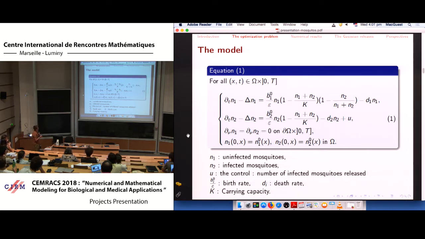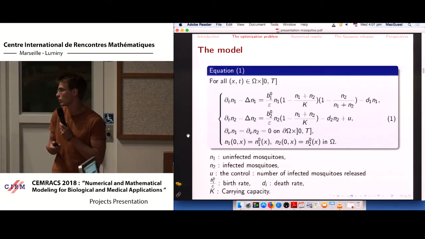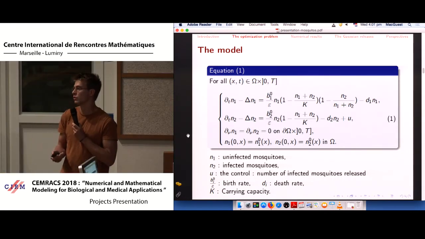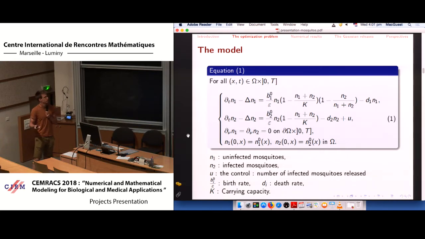For the uninfected mosquitoes, the birth term is penalized by the proportion of infected mosquitoes, because of the vertical transmission. The more infected mosquitoes you have, the more the offspring will be infected. And so it's obvious. Also there you can see the control. This is the number of infected mosquitoes that were released in time and in space. For the boundary condition, we put a Neumann condition, which means that the mosquitoes cannot go out of the domain and no mosquito goes into the domain.